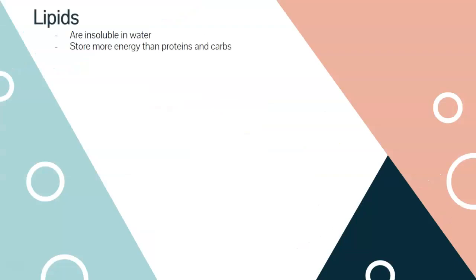Next, we're going to talk about lipids. Lipids are also known as fats. They're insoluble in water, meaning they don't mix in water. That's what insoluble means, okay? Now, the cool thing about lipids, most people ignore fats and are like, fats are bad for you. But the fact of the matter is they actually store much more energy and can give you way more energy than proteins and carbs if eaten properly.